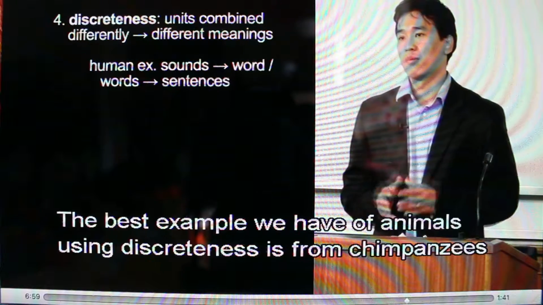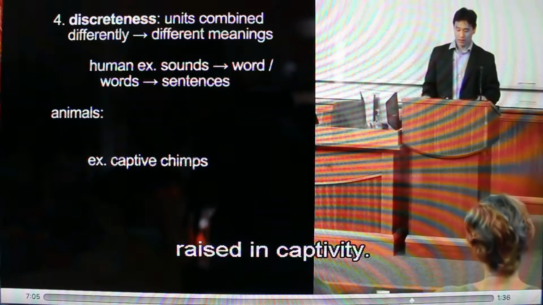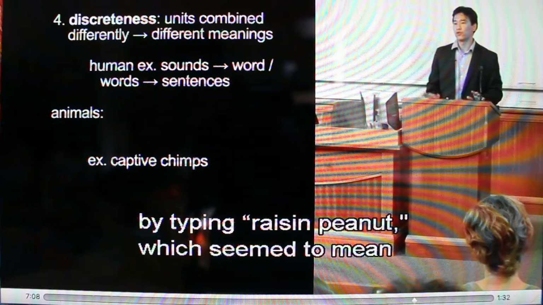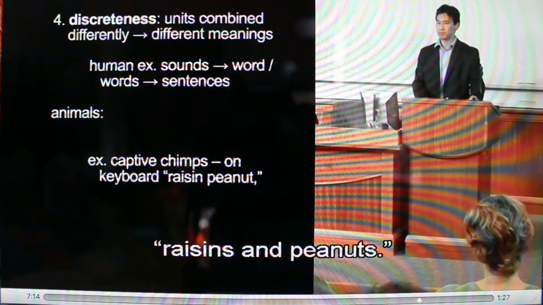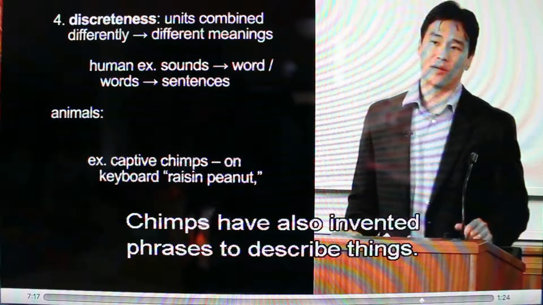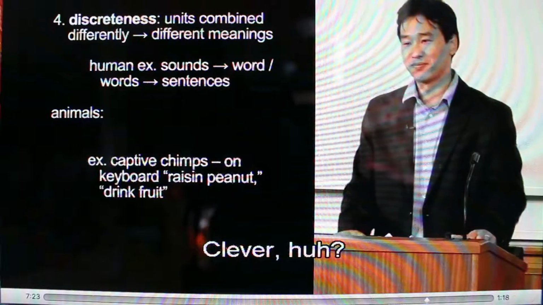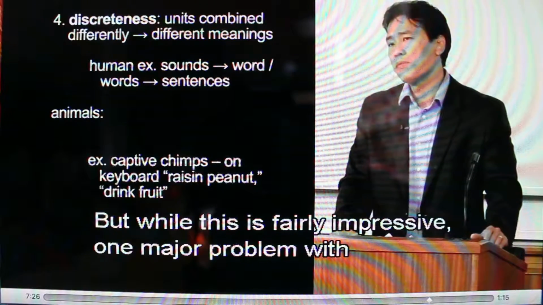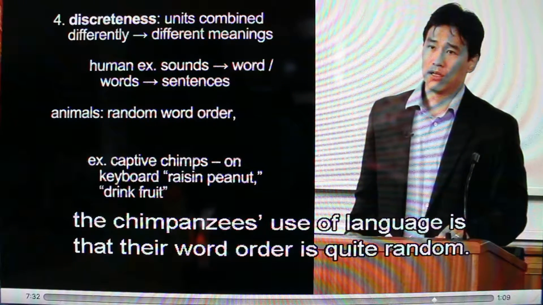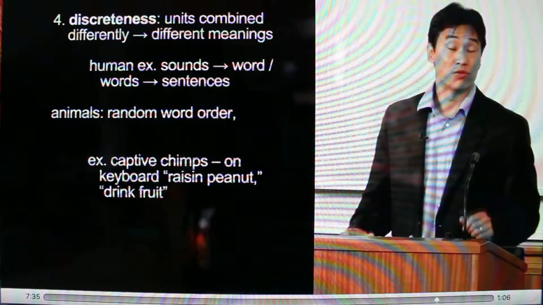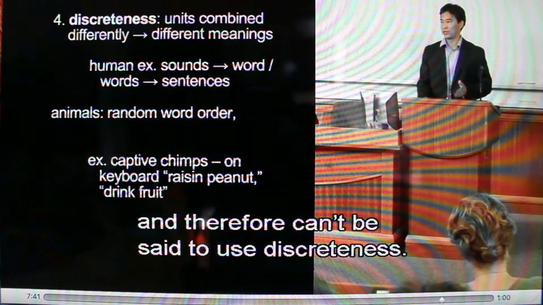The best example we have of animals using discreteness is from chimpanzees raised in captivity. Using a keyboard, chimps have made requests for food by typing raisin peanut, which seem to mean raisins and peanuts. Chimps have also invented phrases to describe things. For example, one chimp called watermelon drink fruit. Clever, huh? But while this is fairly impressive, one major problem with the chimpanzees' use of language is that their word order is quite random. So most linguists would say that the chimpanzees really do not understand and use grammar in the way that humans do, and therefore can't be said to use discreteness.